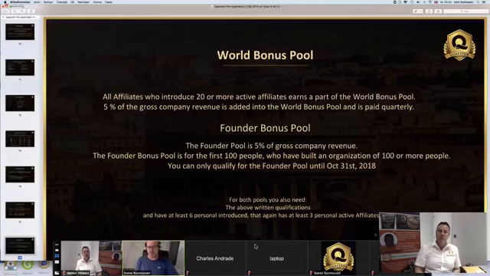Now look at the Founder Pool. That can only be achieved until October 31st, or the first 100 people that achieve this. So whatever comes first, the date or the numbers. Now, I hope that 100 people will achieve this, but I don't think so. My personal belief is that maybe 30, 40, or 50 people will achieve this. And that means that they will be sharing this pool forever.